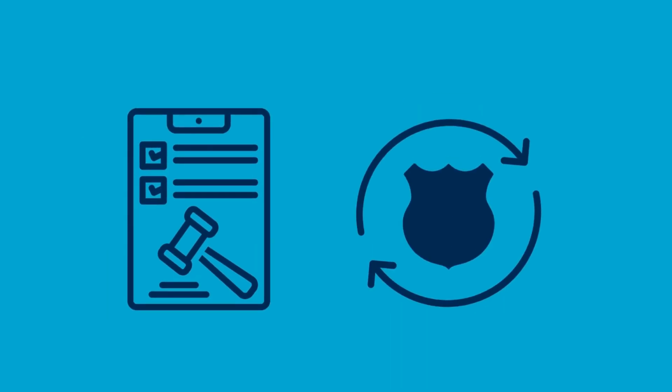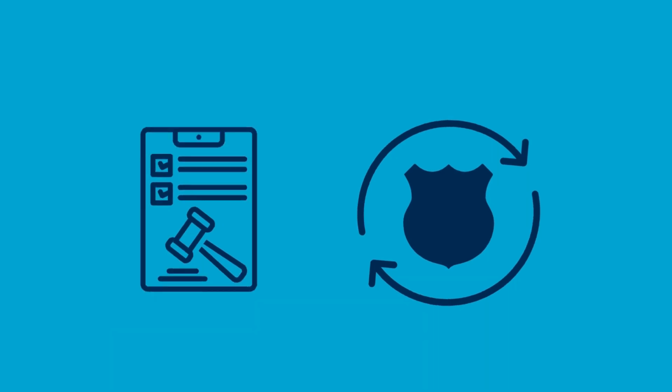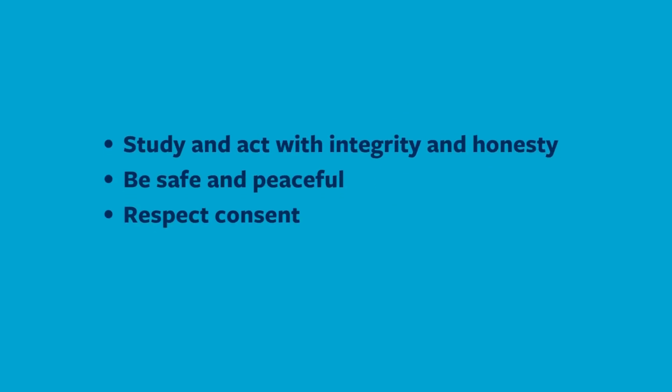If you do have any interaction with the university's Center for Student Conduct or with law enforcement, you should contact BIO immediately to talk about the impacts on your visa status, as well as next steps and resources for support. BIO is here to help you through any difficult situations. Overall, remember to study and act with integrity and honesty, be safe and peaceful, and respect consent when interacting with each other.